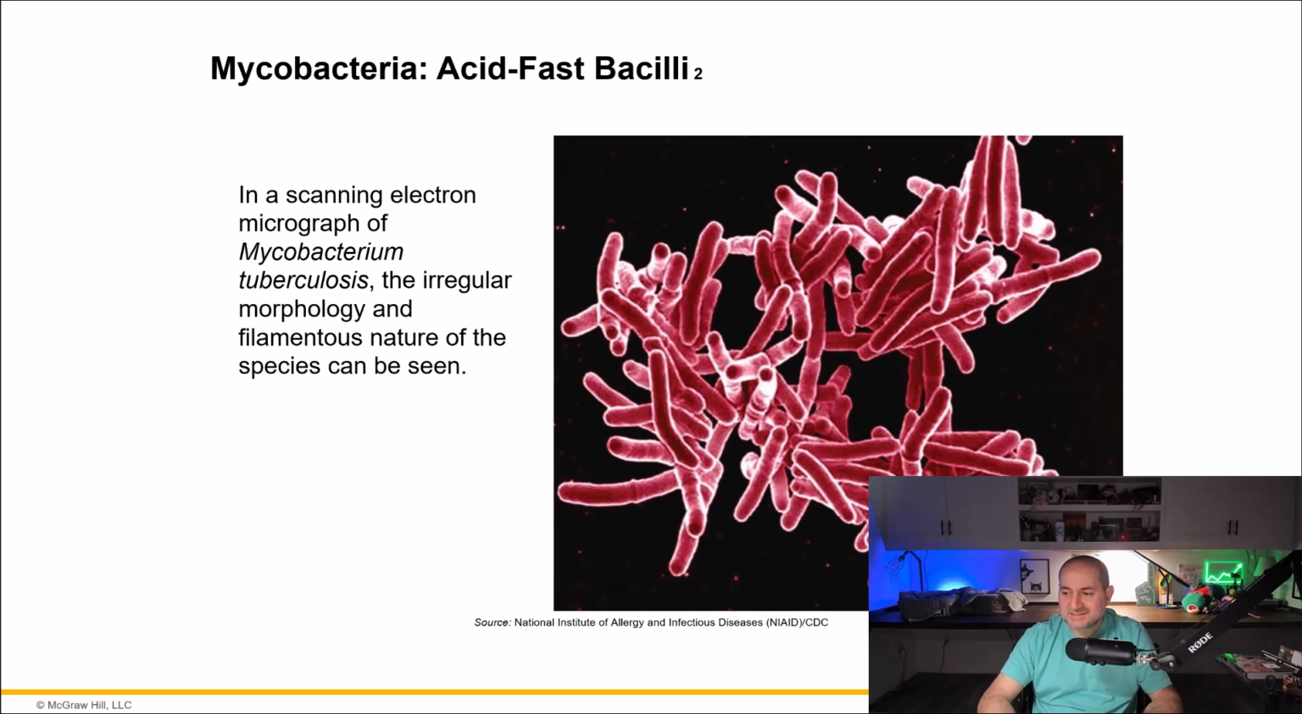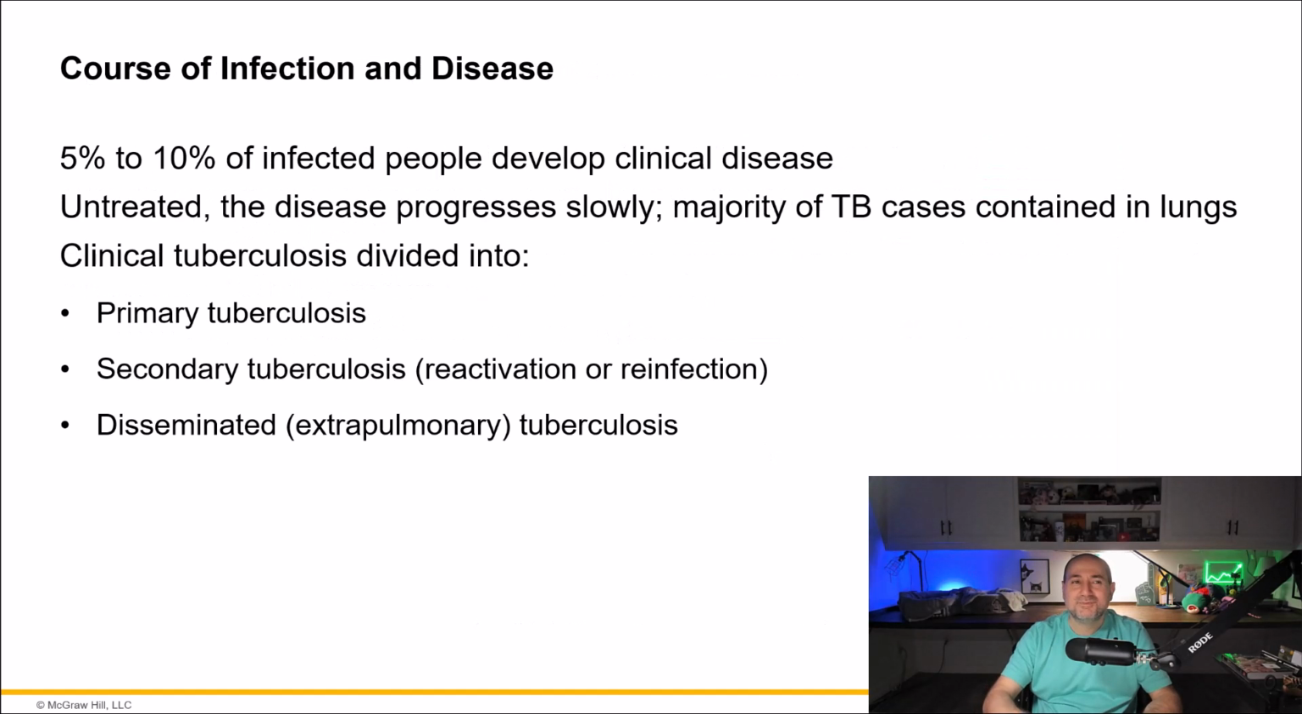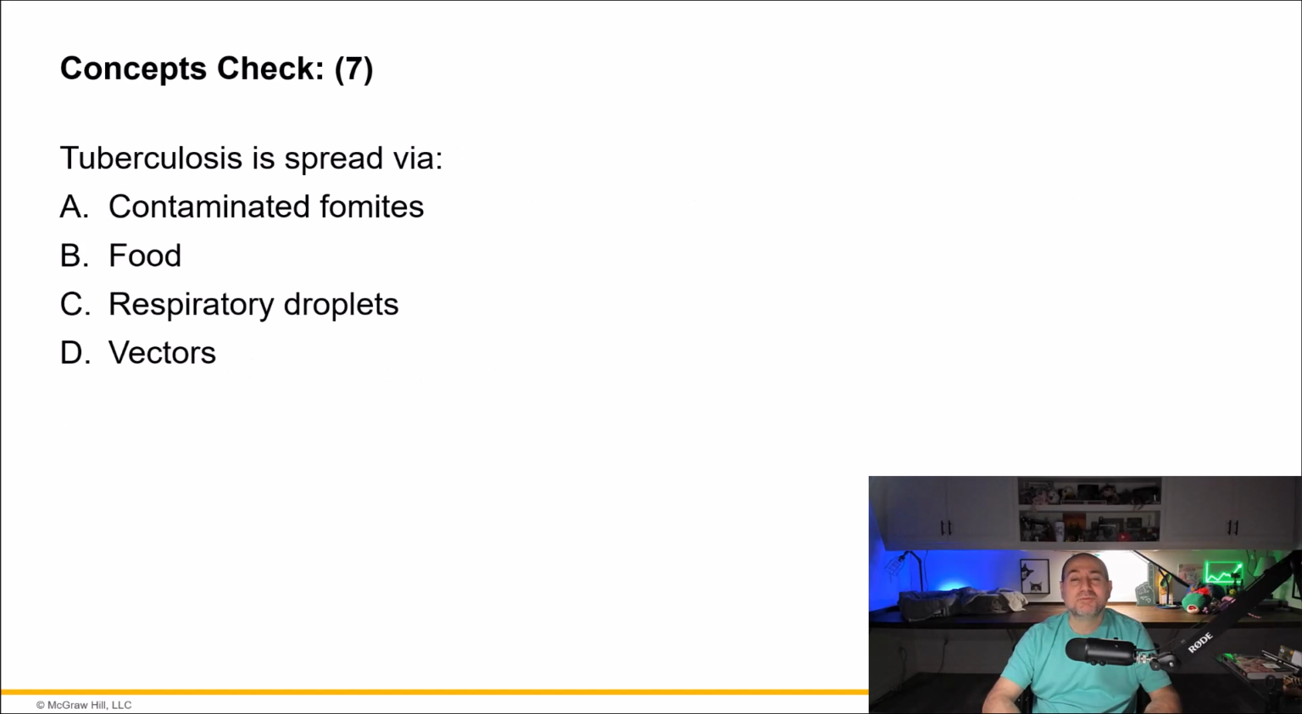And do you remember that this tuberculosis is a lung disease usually, and it's spread by respiratory droplets, right? So if you cough, you sneeze, you exhale and you release respiratory droplets. That's how Mycobacterium tuberculosis spreads. And remember, only about 5 to 10% of infected people actually develop the TB disease, the clinical disease. So remember, we touched on this. Tuberculosis is spread via respiratory droplets, right?